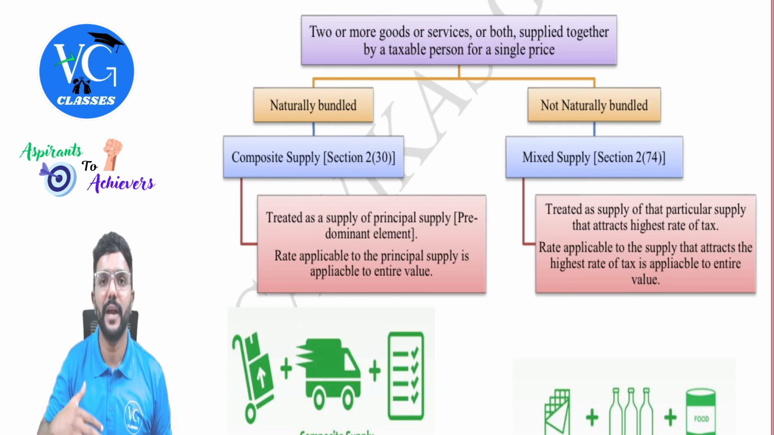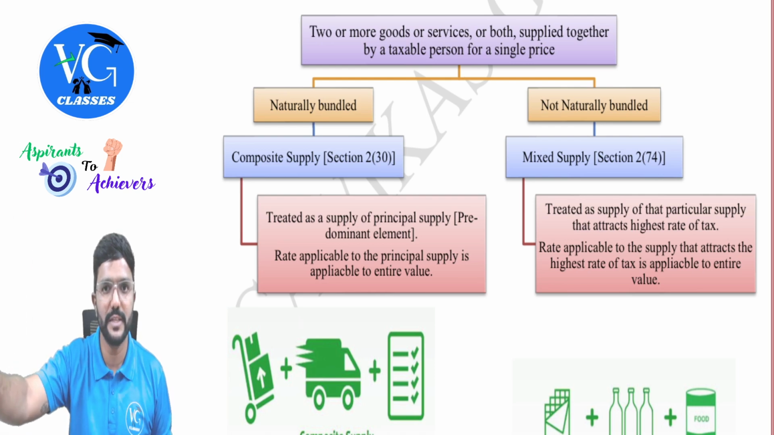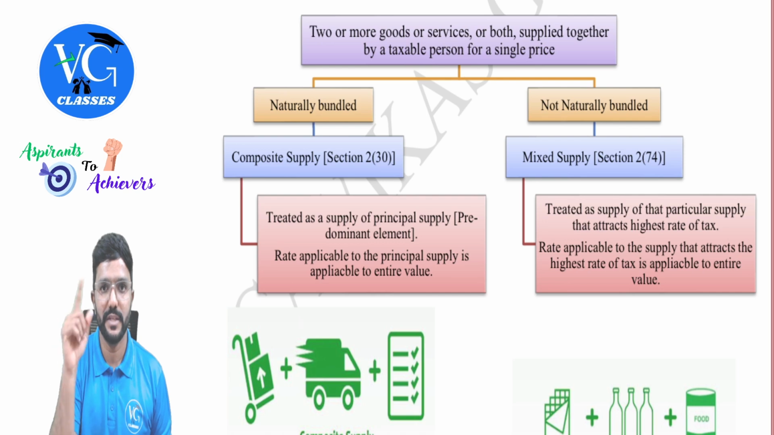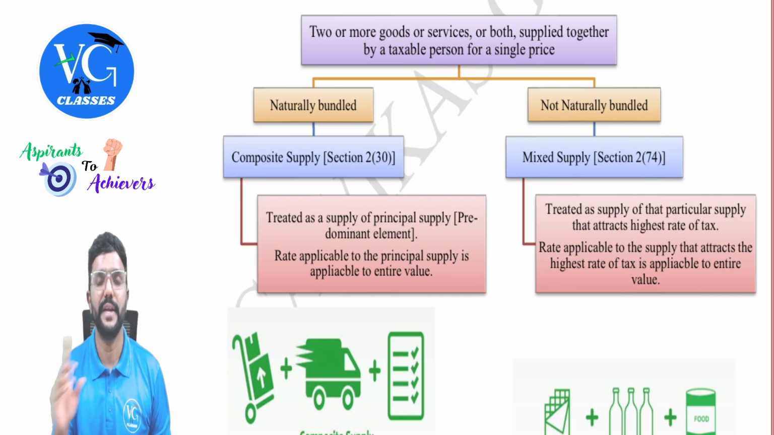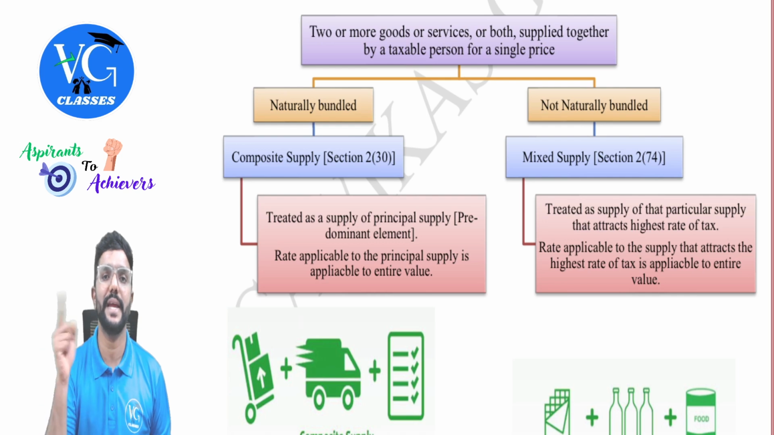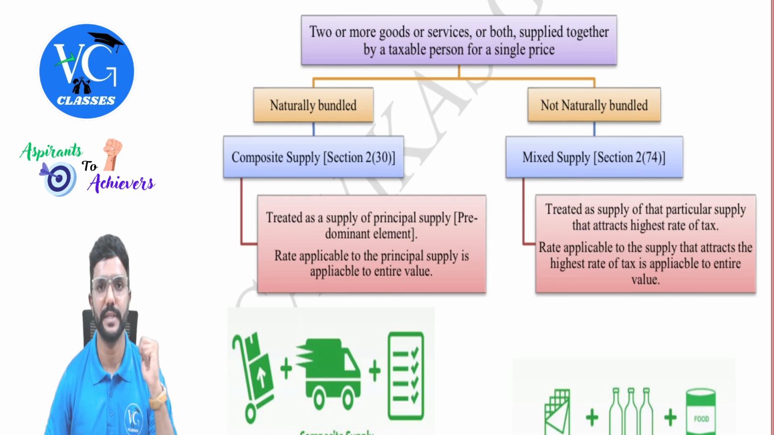I repeat, if I have given my book for printing, where the printer will use his own sheets and print whatever content I have given to him, then from the printer's point of view there is supply of goods as well as supply of service, for which they are charging a single price. So which is the principal supply? Printing. So whatever rate is applicable for printing service will be applicable on the entire value. Okay. Next, one more example.